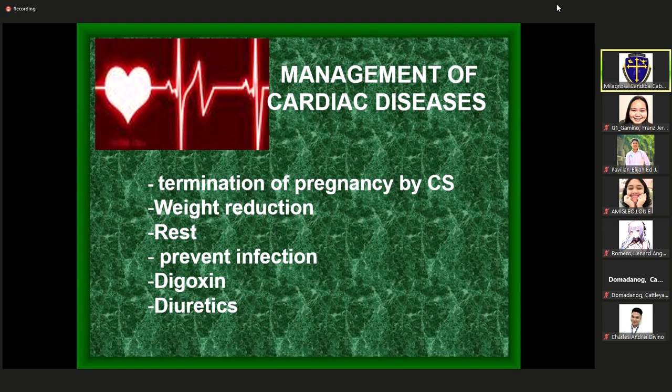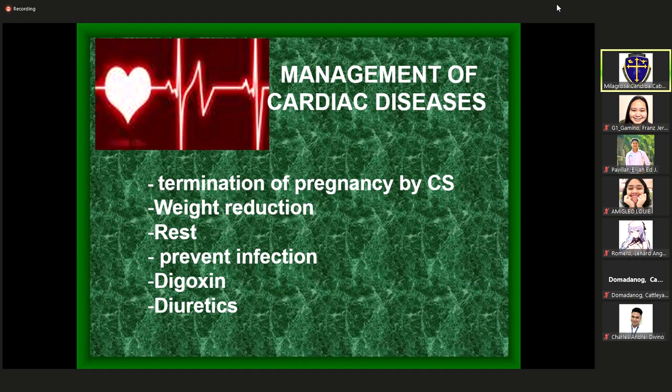No? Okay, what will be the management of cardiac diseases? Depending on the case of the client. So, of course, there would be termination of pregnancy by cesarean section, depending on the functional class of the mother. So, there is a corresponding age of gestation wherein the doctor would say, let's perform cesarean delivery. Patients with cardiac ailment will not undergo labor process. Labor is very painful, and it would be adding insult to injury if we let the mother labor when she has a cardiac ailment.